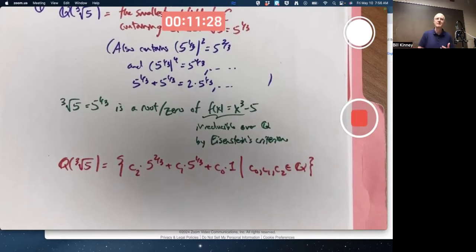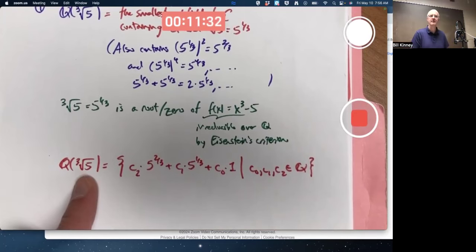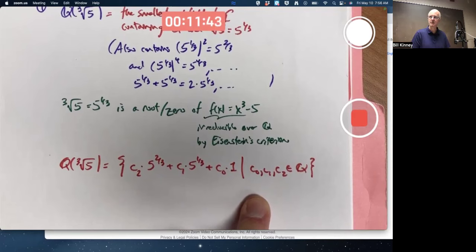That's what the problem is after. That's our description of this field, this smallest subfield of the complex numbers containing all the rationals and the cube root of 5. This is an algebraic description of it.